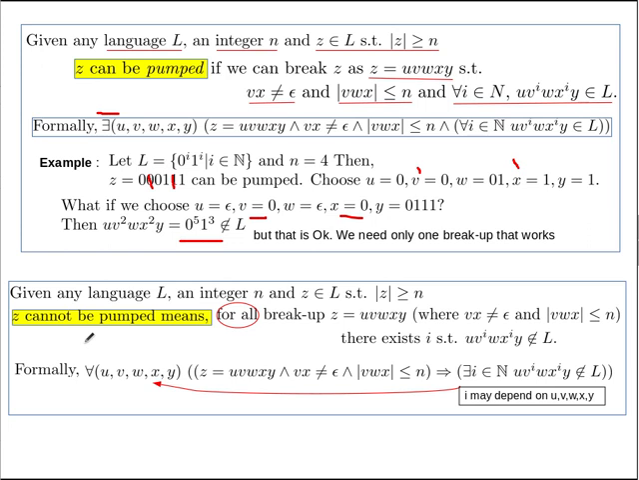So when we say that z cannot be pumped, then we have to consider all breakups, because here there is a for all, right? So we have to be careful when we argue that some z cannot be pumped. And the same thing we discussed for the regular pumping lemma also. And here you see, as I said, you have there exists here, so this i may depend on the previous variables which you have here.